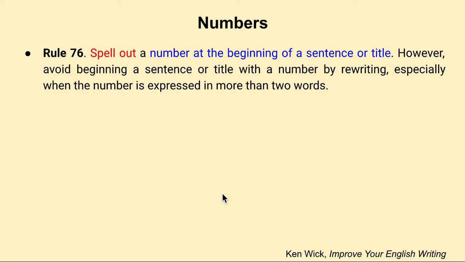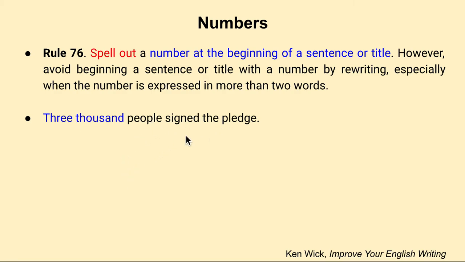Because most references say you write out the number at the beginning of a sentence. So what you want to do is you want to avoid that situation. So avoid beginning a sentence with a number, especially when it's expressed in more than 2 words. So 3,000 people signed the pledge. This is perfectly fine. Remember, you should avoid it when it's more than 2 words. Here you have 2 words. Most people would consider this perfectly appropriate.